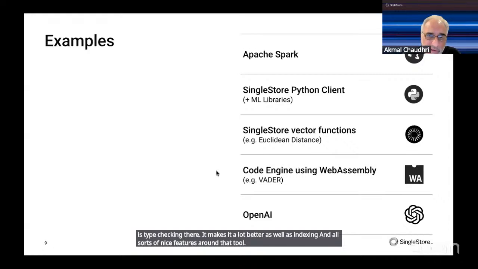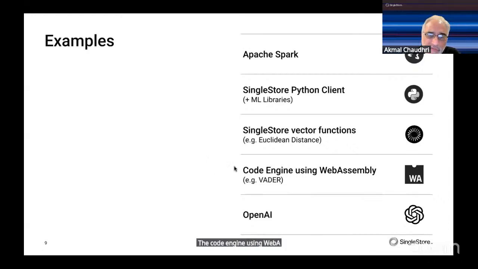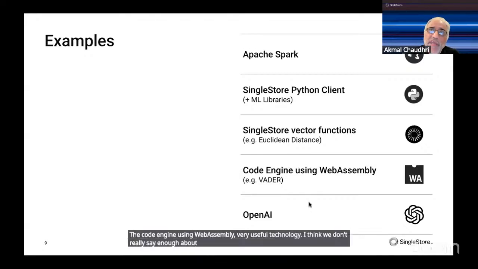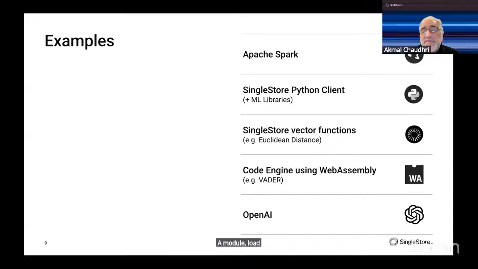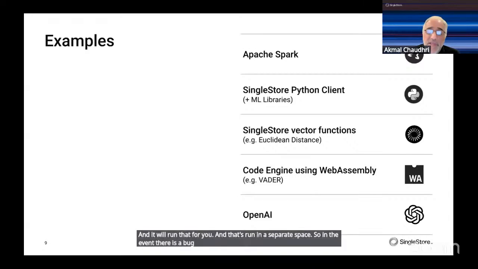The code engine using WebAssembly, very useful technology. I think we don't really say enough about that. It's a way to extend the capabilities of the engine. So literally, you can use something like C++ or Rust, code up a module, load that into the database system, and then it will treat that as a UDF, and it will run that for you. And that's run in a separate space. So in the event there is a bug, you're not going to bring your entire database system crashing down. So that's a very useful feature.